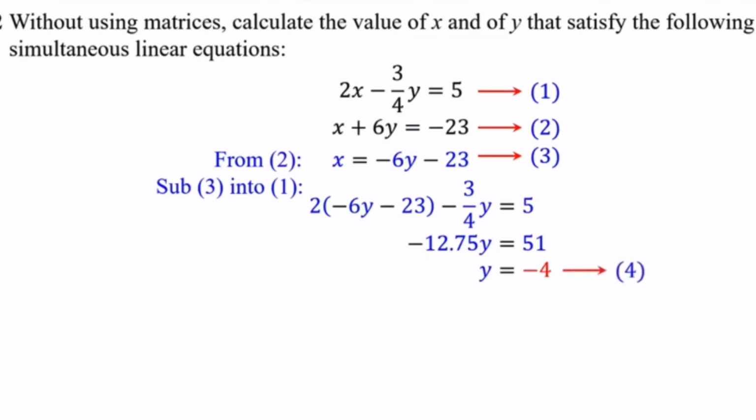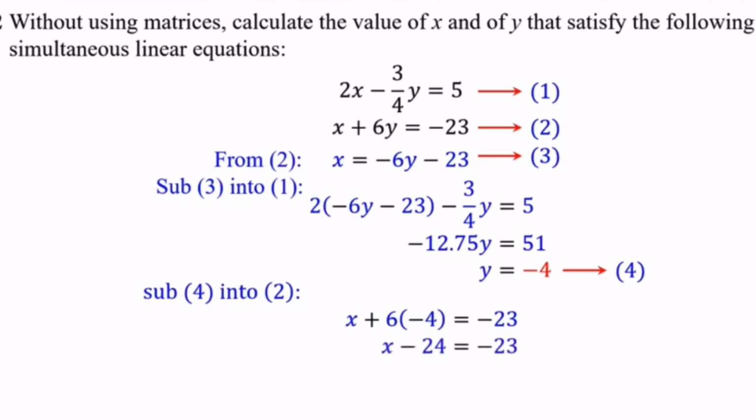So then this is equation 4. In order to find your x, you have to substitute your y into equation number 3. So finally, you will get the answer for your x. So x is negative 6 times negative 4 minus 23. So your answer, x is equal to 1.